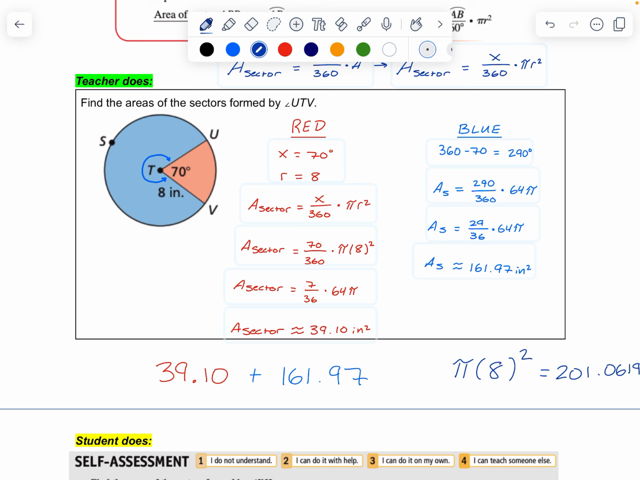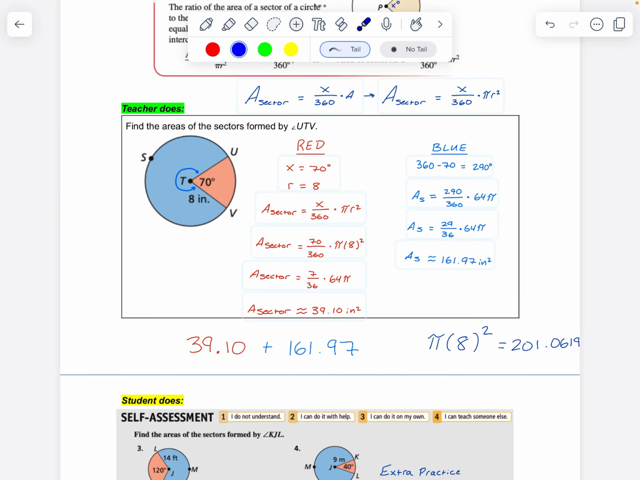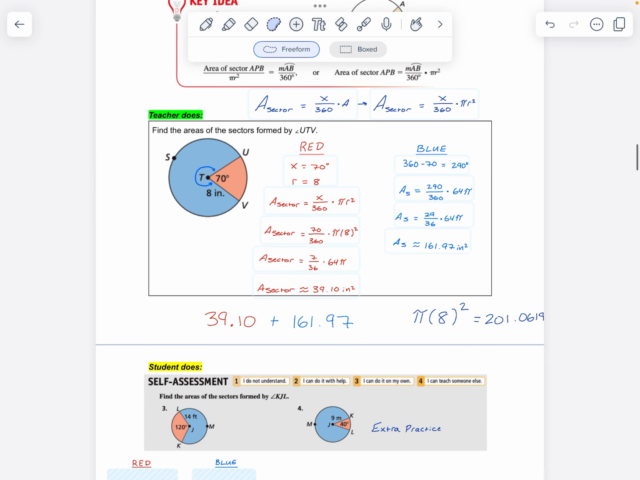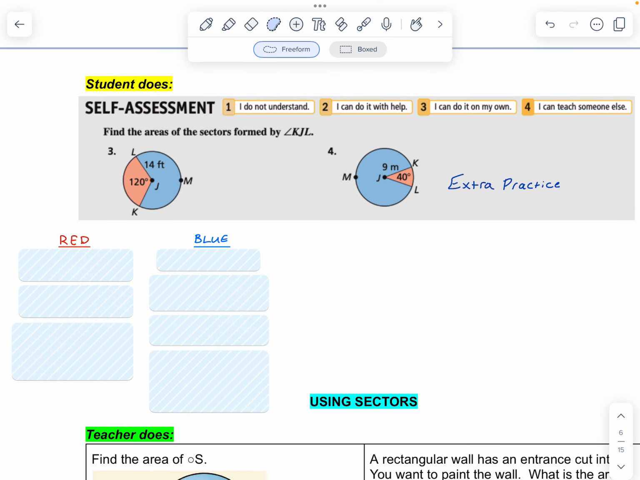201.0619. If I added these two sectors together, I should get something that's close to the area of the entire circle. That's a good way for you to check yourself as you continue through these problems. Okay. Take a moment to do problem 3. If you really want to challenge yourself, you can do problem 4. It's going to work out pretty similar to problem 3, but if you just want some extra practice, go for it. Right now, pause the video and give problem 3 a try.